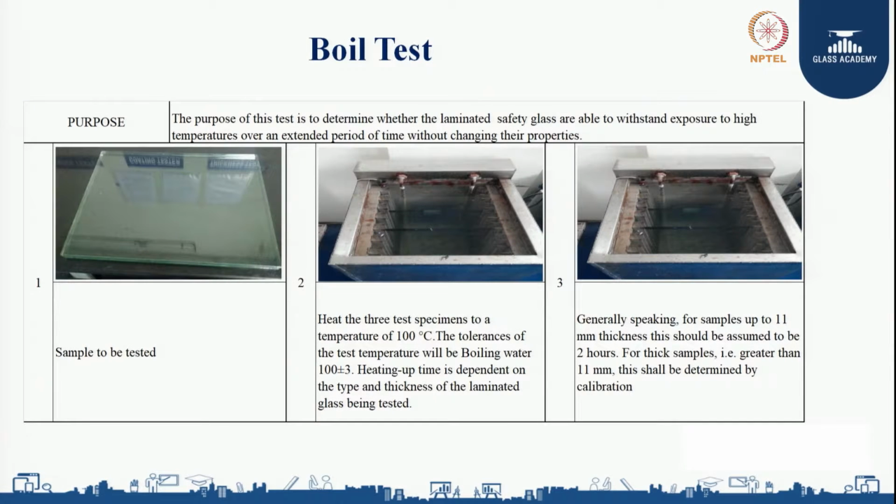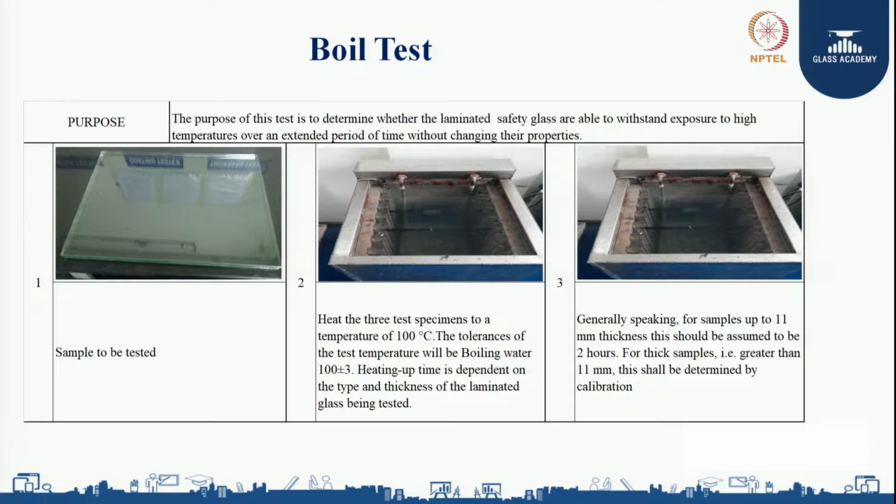Boil test. The purpose of this test is to determine whether the laminated safety glass is able to withstand exposure to high temperature over an extended period of time without changing its properties. If you see, first we need to take a sample which has to be tested after lamination. Next we will be placing the sample in a boiling chamber of 100 degrees centigrade.